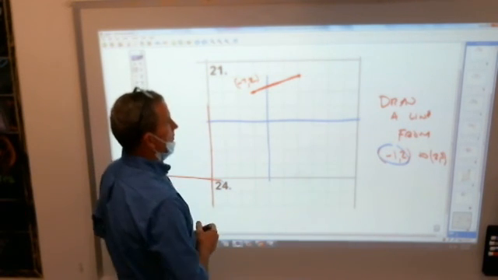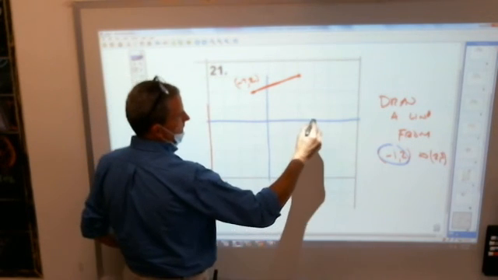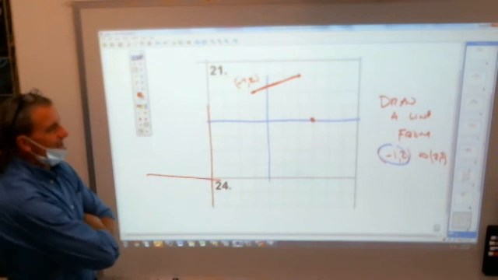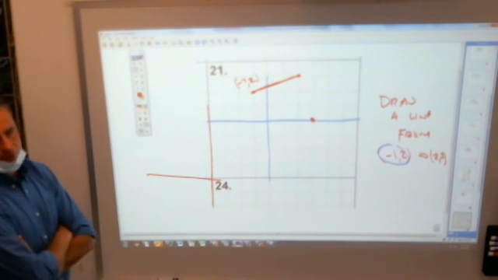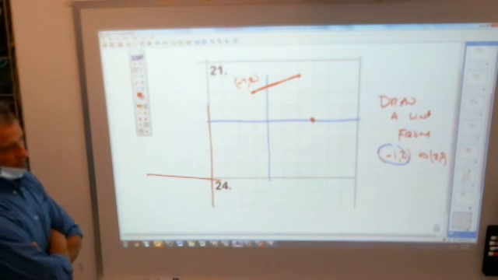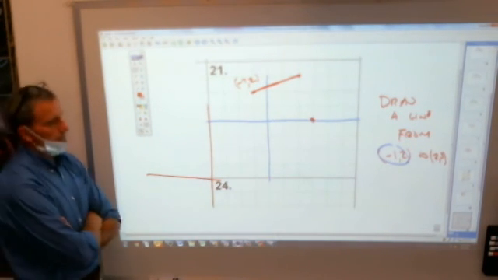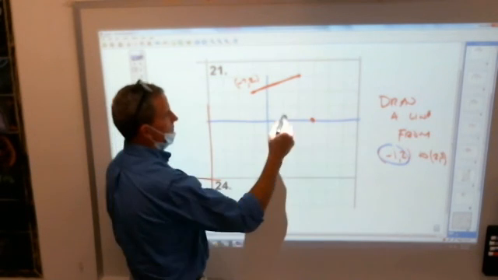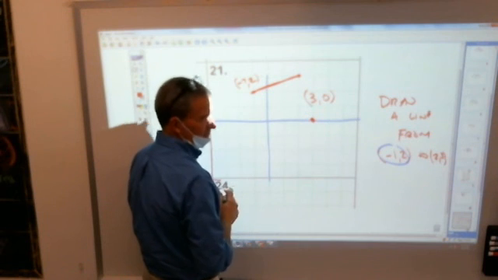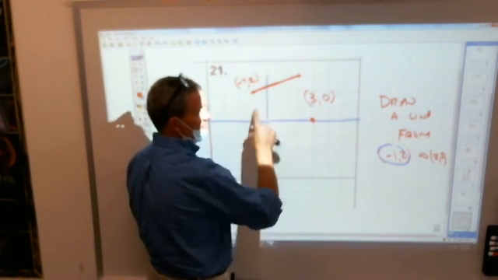Now, here's where people get really confused, and let me ask you this question. What is that point right there? Raise your hand if you think you know the answer, because people get these backwards all the time. Remember, it's over first, up second. Lexi? Over 3, up 0. Right, so the point is 3, 0. I get a lot of 0, 3s there. 0 is not over at all, 3 up would be there.